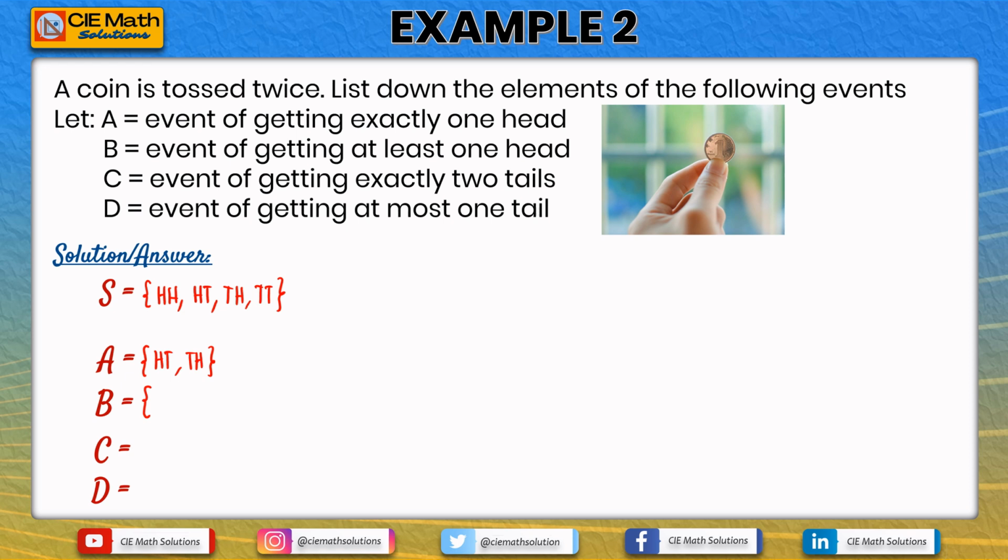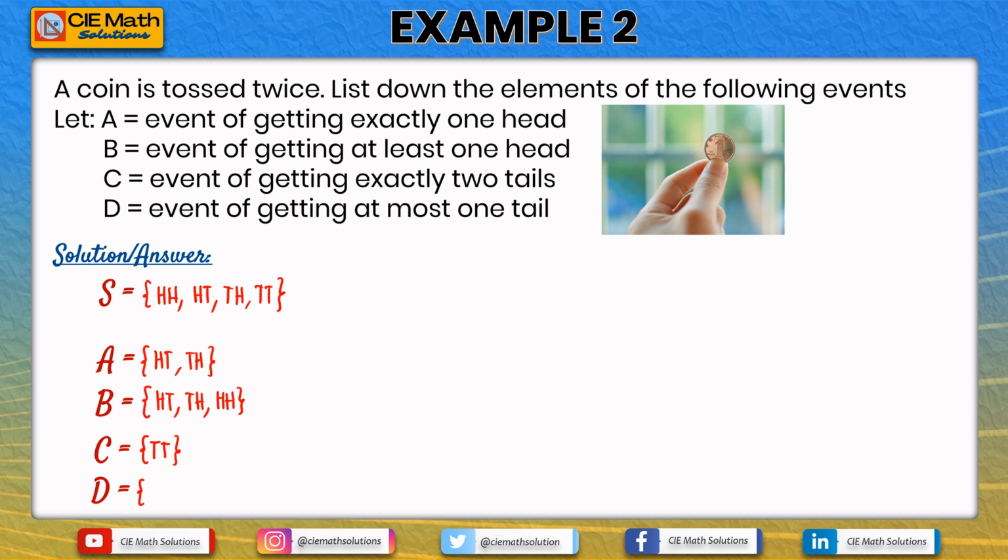Event B, the event of getting at least one head. Take note of the phrase at least one. At least one suggests that the minimum number of heads that it contains must be one. So it's either one head or two heads. Looking at the sample space, we will then have head-tail containing one head, tail-head containing also one head, and head-head containing two heads. So the elements then of event B are head-tail, tail-head, and head-head. Event C, the event of getting exactly two tails. It is clearly specified that we are only interested in exactly two tails. So exactly two tails in the sample space will only contain tail-tail.